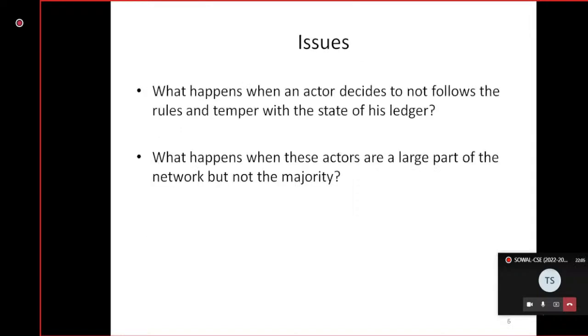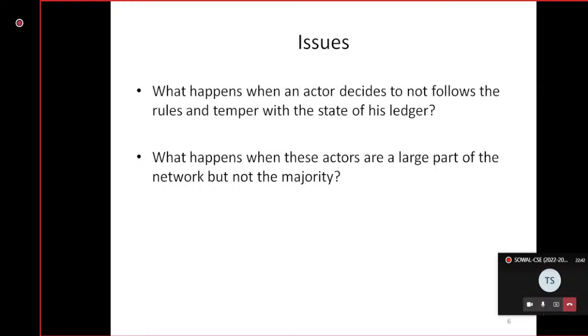Now, the very first issue I will talk about: blockchain's underlying architecture is a peer-to-peer network where the different actors are connected to each other to perform their particular tasks. But what happens when some node or actor decides not to follow the rules and tampers with the state of its ledger? The first thing about the blockchain is that a copy of the blockchain is available to all of the nodes in the network.